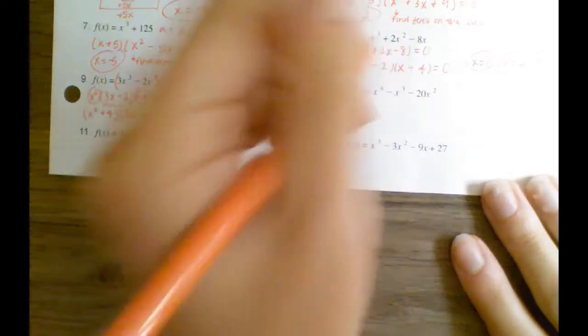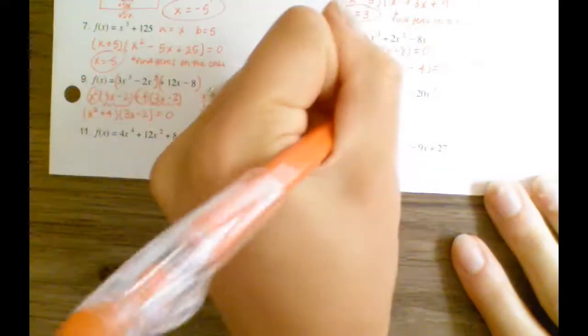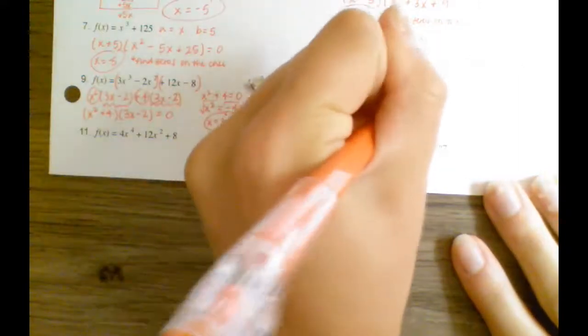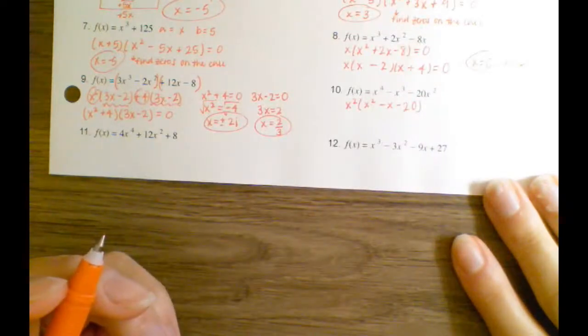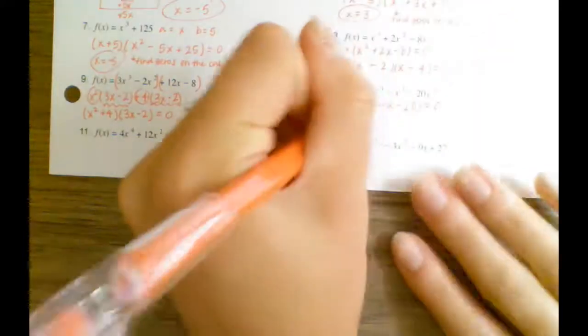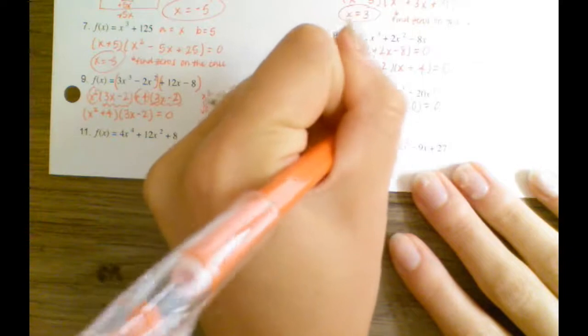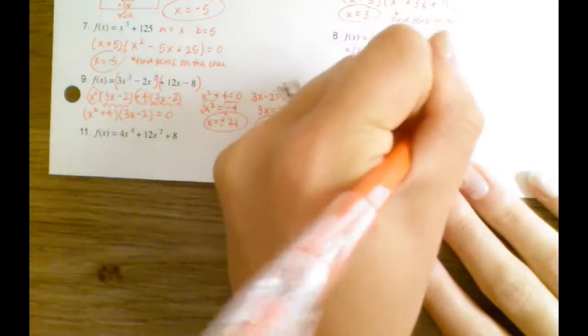Alrighty, number 10. GCF would be x squared. That's the most amount of x's we can take out of there. So I'm left with x squared minus x minus 20. Oh wow, this actually is very similar to number 1. So this is x squared times x plus 4 times x minus 5.